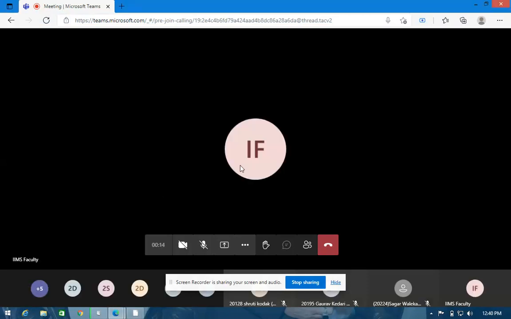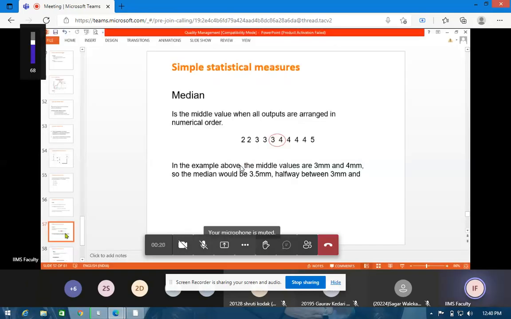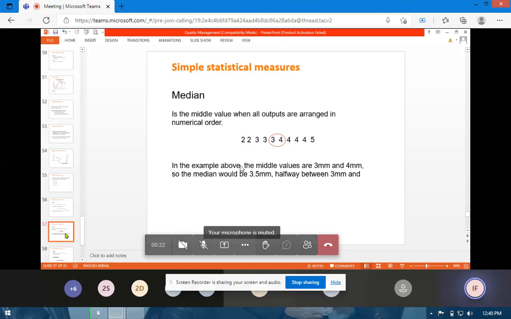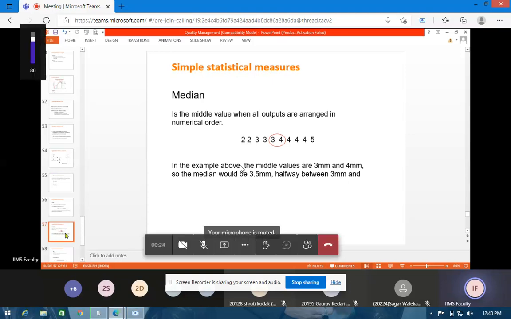5 digits will be on the left and 5 digits will be on the right. So here in this case, you have 10 digits. The fifth digit is 3, the sixth digit is 4. So 4 plus 3 is 7, 7 divided by 2 is 3.5.